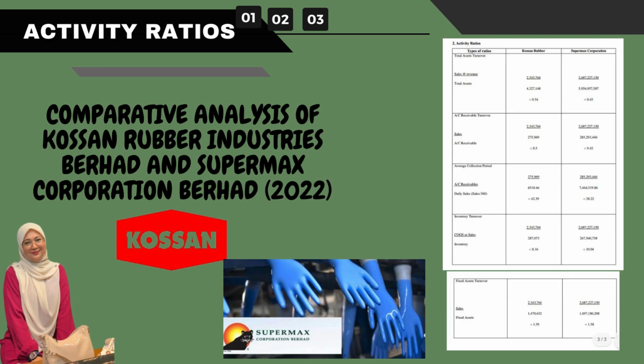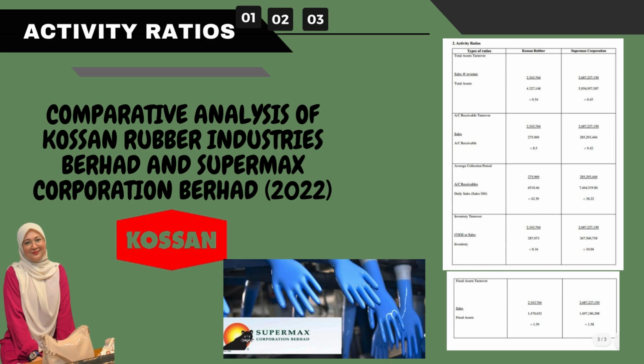Right, let's focus on activity ratios for total asset turnover. Total asset turnover is used to measure how effectively a company generates sales. Kosan Rubber's total asset turnover is higher than Supermax Corporation's asset turnover, which is between 0.54 and 0.45. It decreased around 0.09 from 0.54 to 0.45 in the same year. Total asset turnover of Kosan Rubber Company in 2022 is more effective in generating their sales.